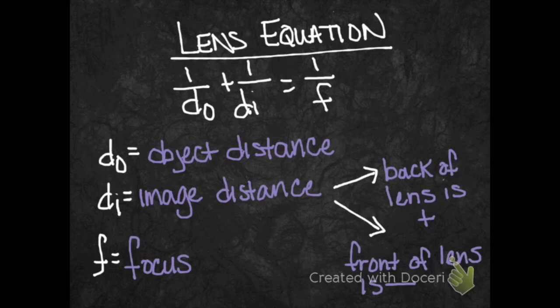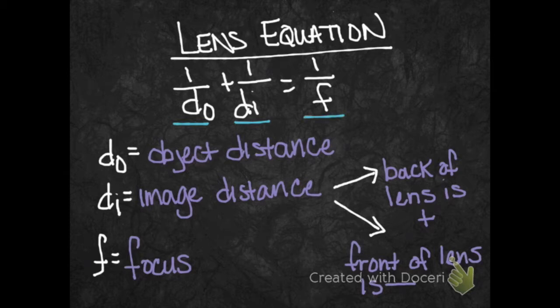Hello, welcome to 12-3B, examples of the lens equation and ray diagrams. So let's start off with our lens equation. Our lens equation is 1 over do plus 1 over di is equal to 1 over f.